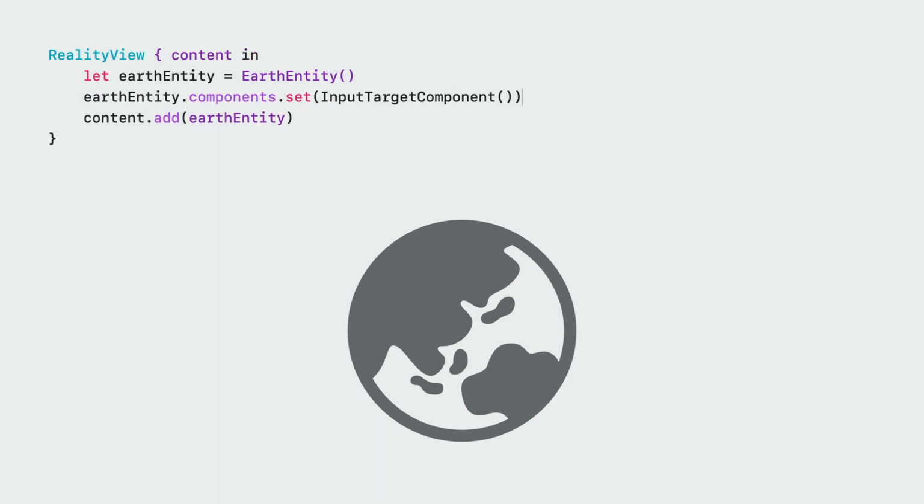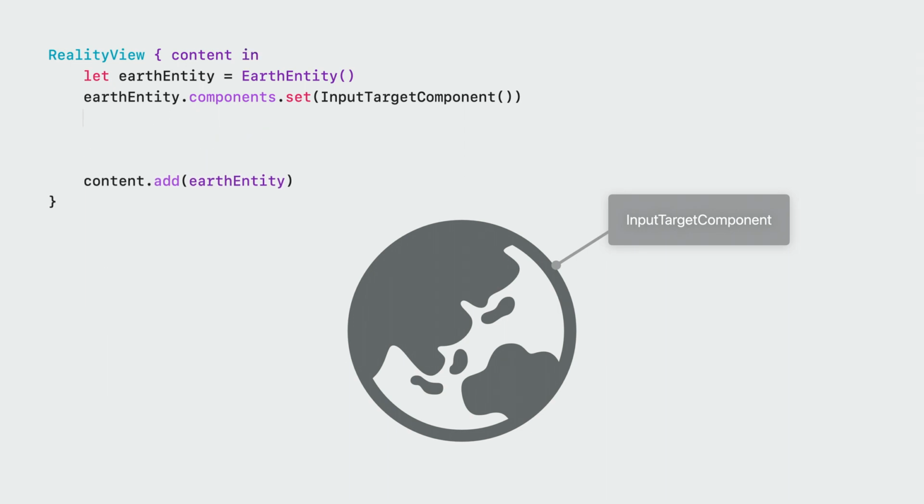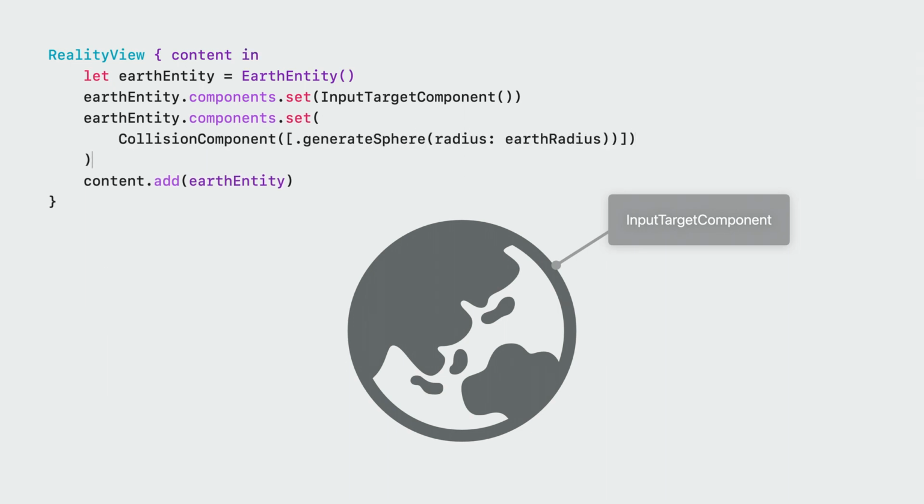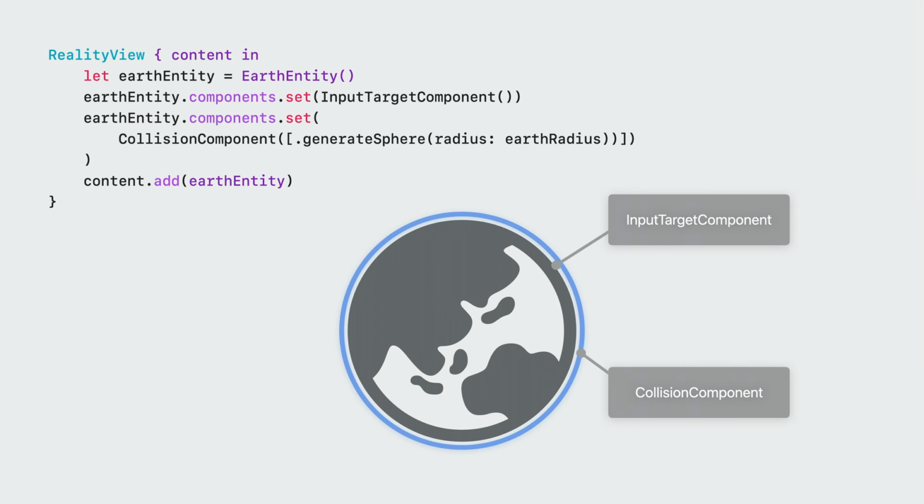An entity hierarchy needs an input target component to receive input inside RealityView. If the component is added to an entity, all that entity's descendants can also receive input unless otherwise specified. In RealityKit, collision component is used for defining the shape of an entity's interactive region. Let's use a sphere for the Earth model so that we can get an accurate interaction point on its surface. This is all we need to allow for our entity to handle SwiftUI gestures inside RealityView.